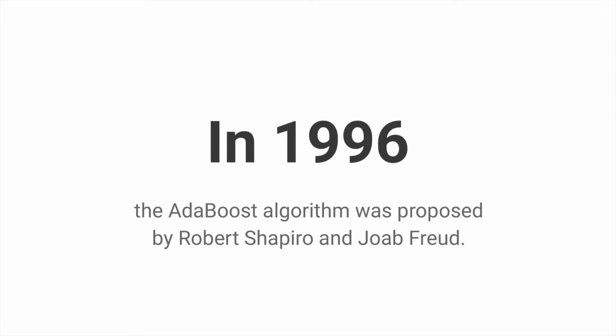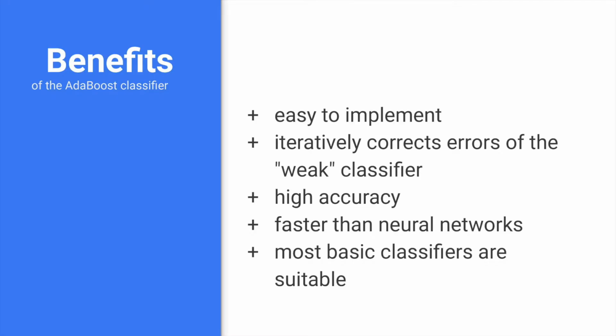One of the popular boosting algorithms is AdaBoost, short for adaptive boosting. It was proposed by Robert Schapire and Yoav Freund in 1996. AdaBoost was the basis for all subsequent research in this area. Its main advantages include high speed.